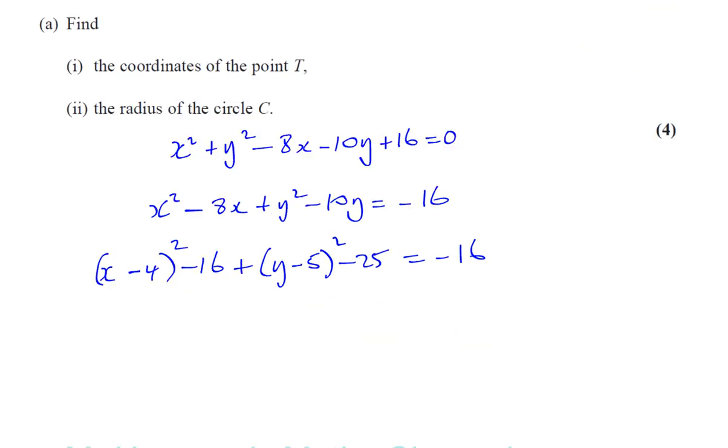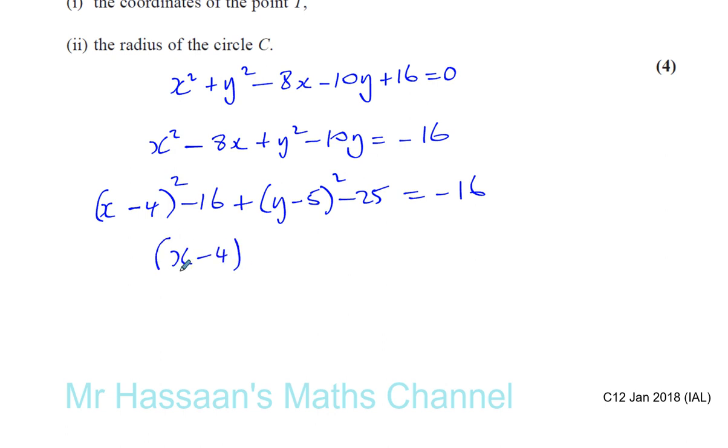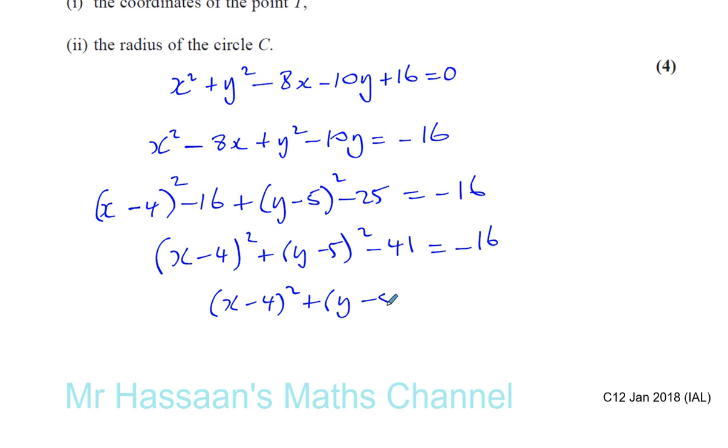I'm almost there now. So now we've got (x minus 4) squared plus (y minus 5) squared, and I've got minus 16 minus 25, which is minus 41, equal to negative 16. Then I'm going to add 41 to both sides. So I have (x minus 4) squared plus (y minus 5) squared equals minus 16 plus 41, and that's going to give you 25. Yes, that's right.